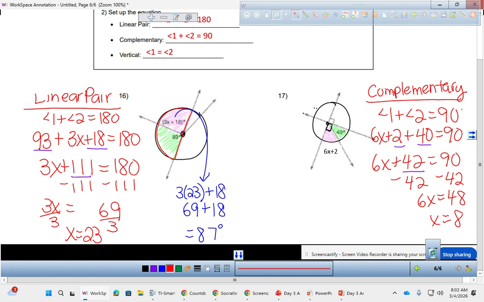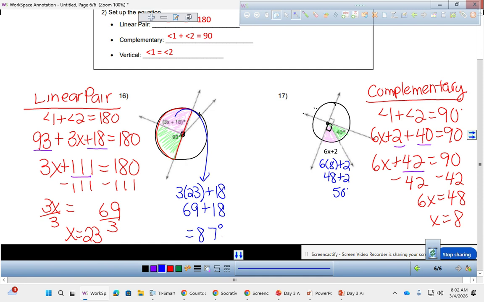Now, there are two ways to get that pink angle, right? If you know they're complementary and you know one's 40, then what's the other one? 50. So I know that that pink angle is 50. Or you could always plug in and solve. And you're getting the 50 that way too. Either works. You can do both and just double check your work too, right?